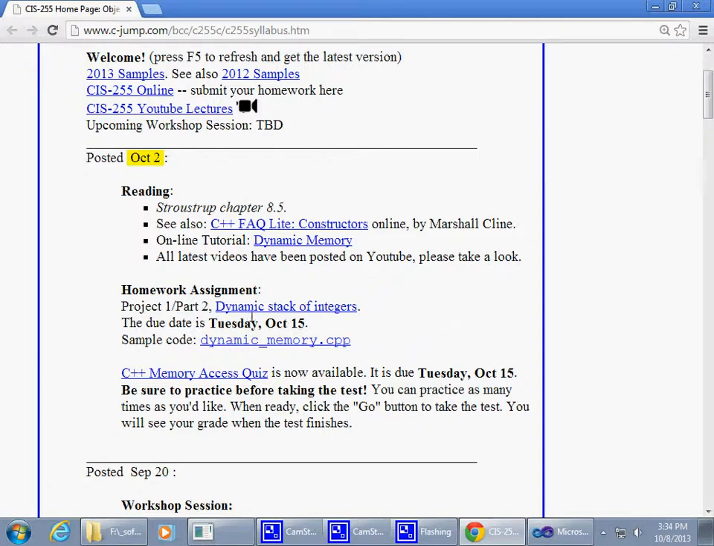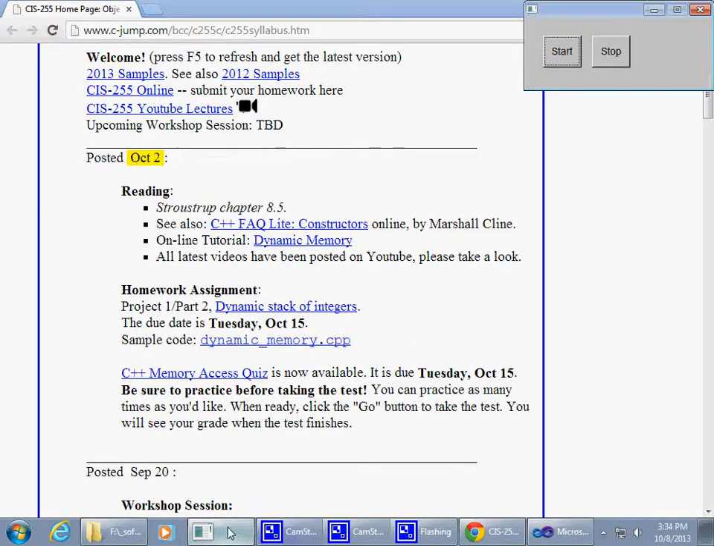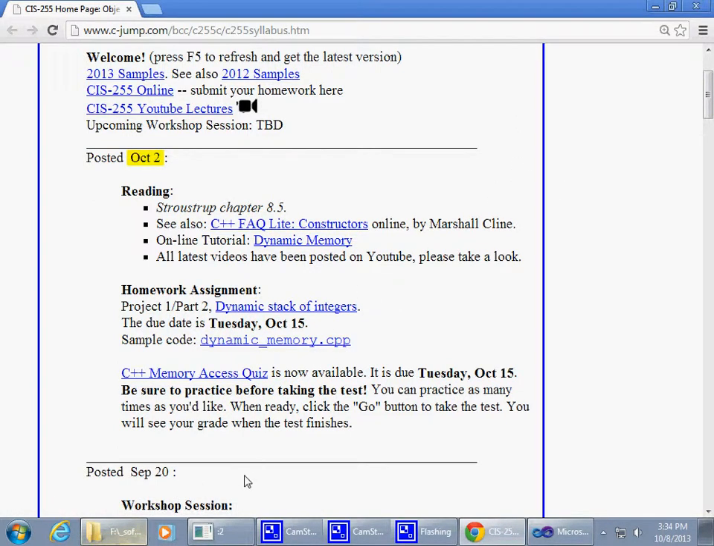We have our next challenge, which is project one, part two, dynamic stack of integers. Before, we were able to create a stack which had a set of useful member functions, so that we could push data, extract data, and find out if the stack is empty or full. That was not very convenient on the user side, because it's an additional responsibility on the user to check whether the stack is empty or full. So that's not very good.